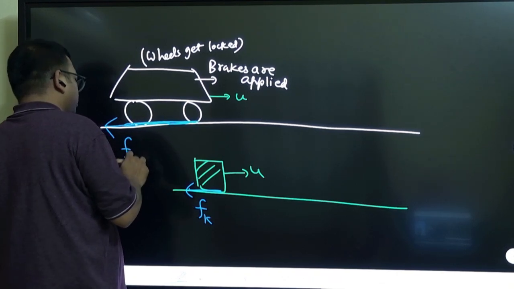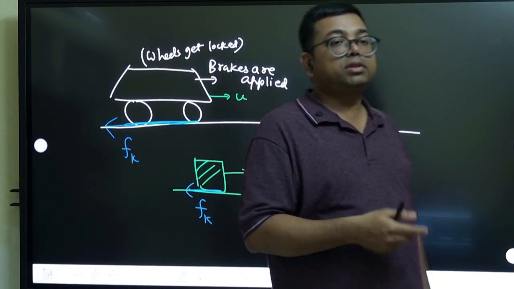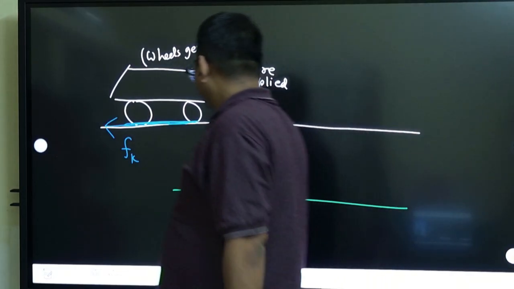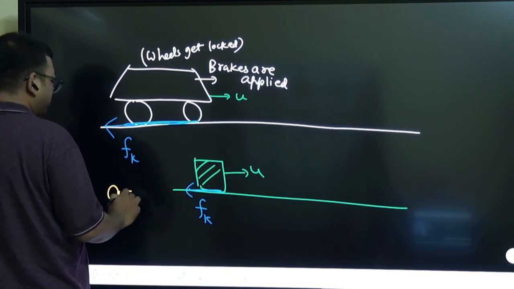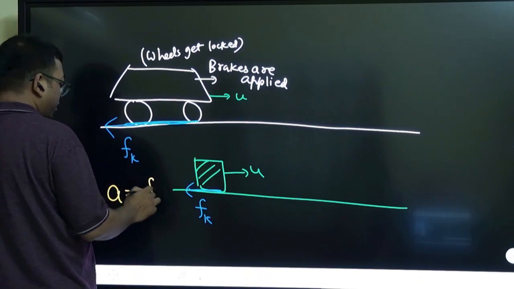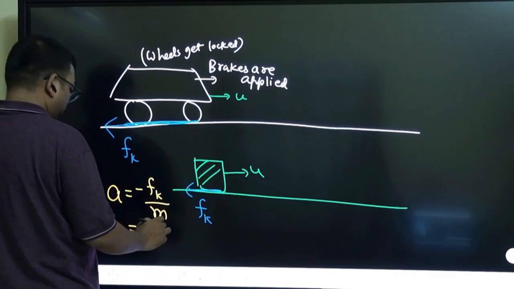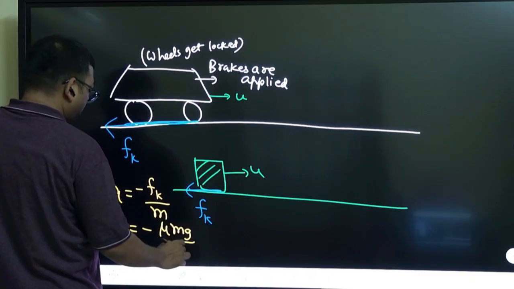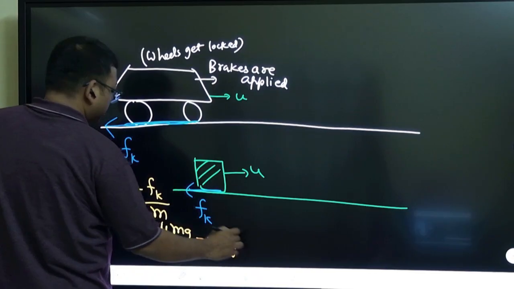Kinetic friction is going to act, and this kinetic friction will stop the car because it is causing retardation. So what is the acceleration? Acceleration will be negative, because the force is opposite. So minus force by mass. Force is mu times normal. Normal is mg, divided by mass. So the retardation is mu g, the mass gets cancelled.